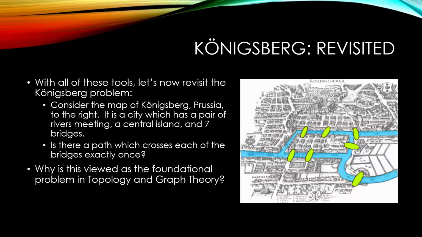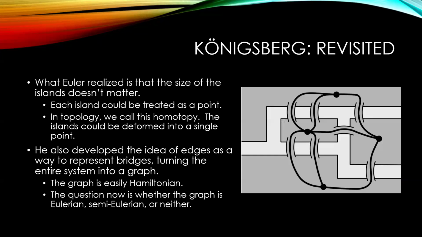So let's go back to Königsberg. With all these tools, we now have a way to think about this. So consider the map of Königsberg, Prussia to the right. Is it possible to create a path which crosses all of the bridges exactly once? And if so, where would you have to start and where would you end? We're asking the question of whether or not this is a semi-Eulerian graph. And we're using the tools of topology and graph theory to do this.